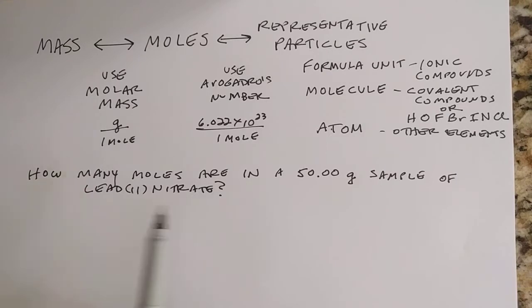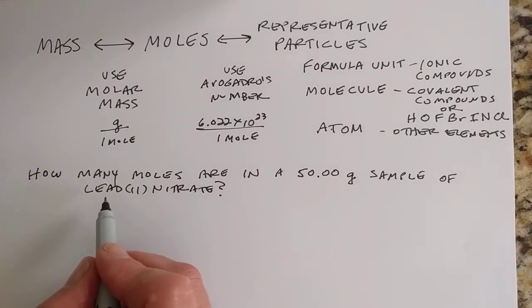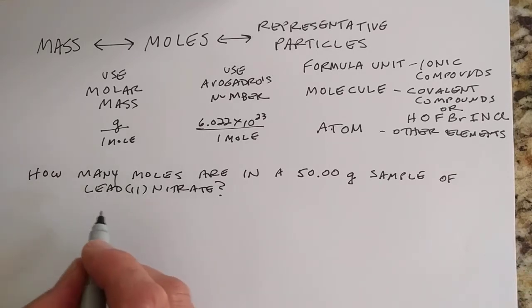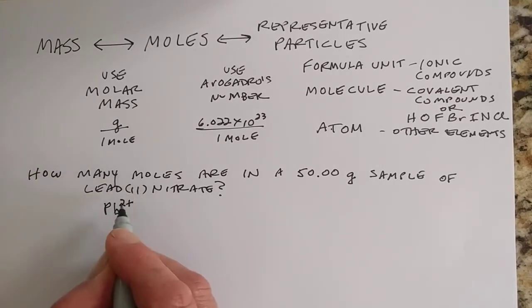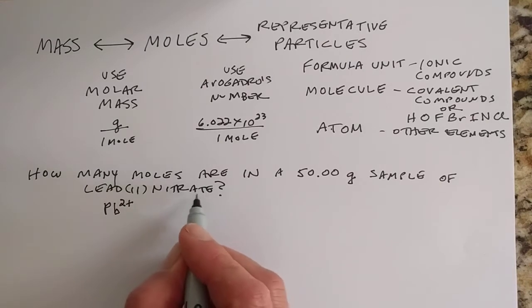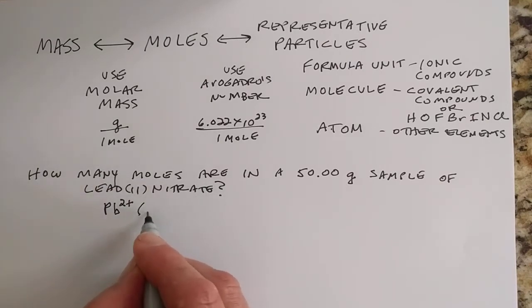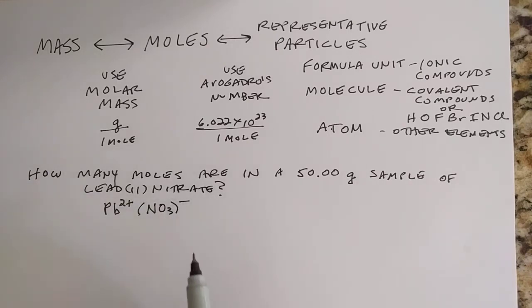So our first order of business is to get the formula for lead(II) nitrate. Without that, we can't do anything. So we're going to use the rules. Lead is to the left of the staircase, so it's a metal. We have Roman numerals, so we use the stock system. We write the symbol for lead(II), which is Pb with a 2 plus charge. Remember, the Roman numeral is the charge of the ion. Nitrate, ending in ate, is a polyatomic ion, so that's NO3 minus. Cross your charges. Check your subscripts outside of the parentheses. 1 to 2 is a lowest whole number ratio. So our formula is Pb(NO3)2.